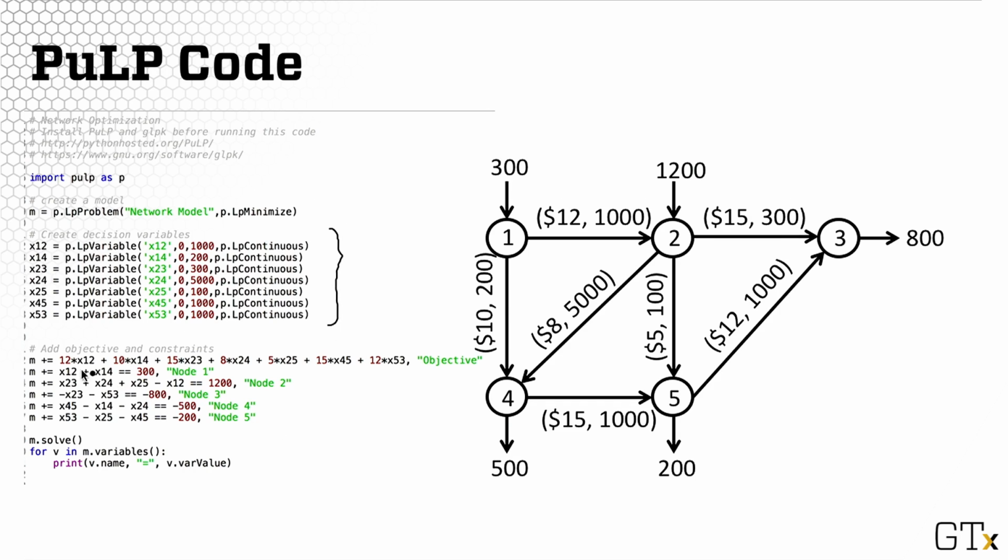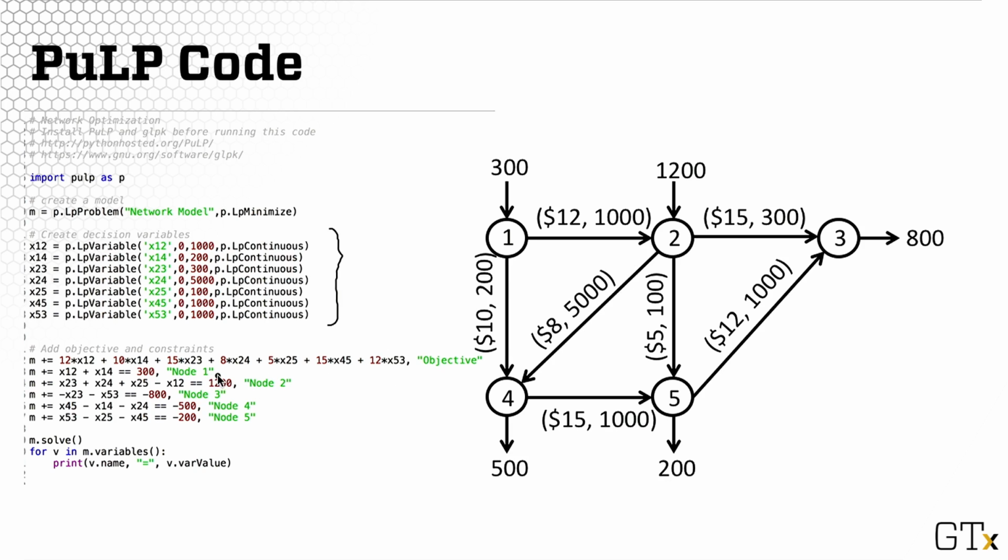That's the first term. And then we're going to add the objective and the constraints one at a time. The first thing that we add in the PuLP model is the objective function. So what is the objective function? It is the cost of the flow on each of these arcs summed up. So x12 has a unit cost of 12, so 12 times x12, plus 10 times x14, since x14 has a unit cost of 10, plus 15 times x23, and so on.